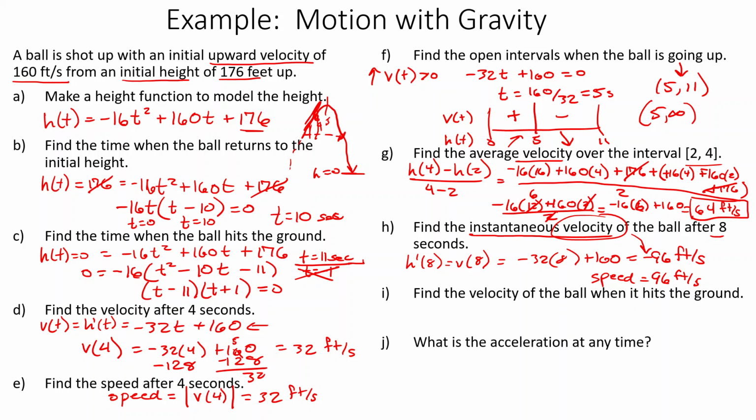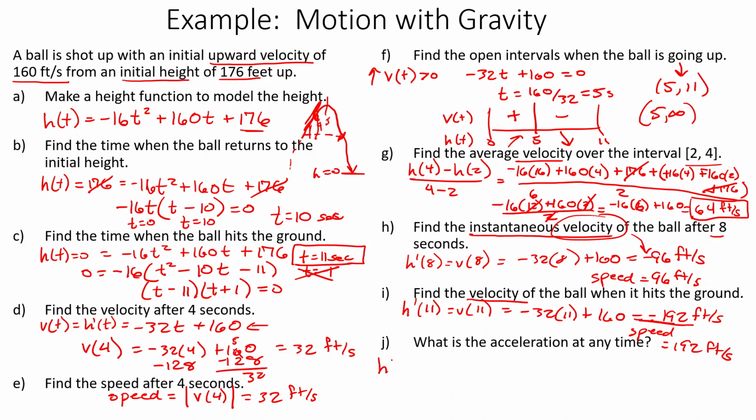Well, we already said it hits the ground in 12 seconds. So we want to know what's h prime, or not 12, 11. 11, which is v of 11, which is negative 32 times 11 plus 160. Negative 32 times 11 plus 160 is negative 192. So it's moving pretty good. Which means the speed here would just be 192 feet per second. I'm just practicing speed. I know it didn't ask for speed, it asked for velocity, so it can be negative, that's fine. What is the acceleration?